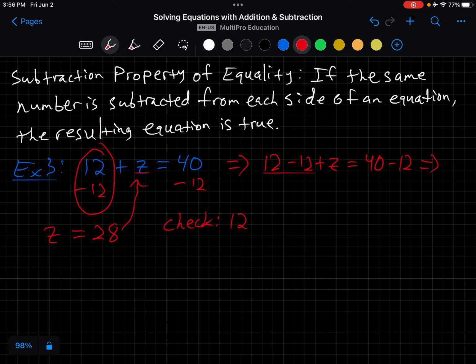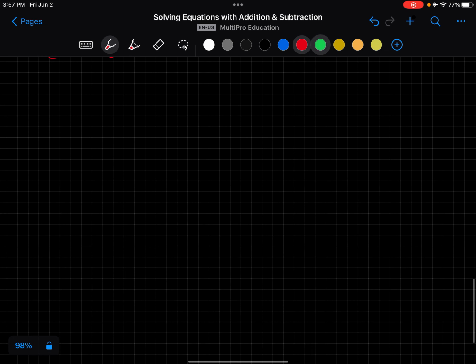So let's check by putting in 28 here for z. So 12 plus 28 is equal to 40. That's the equation we get, right? Because we plugged in z as 28. So that tells us that 12 plus 28, that's 40. That equals 40. Voila! Hey, there's voila again. We did it again. We solved it. We checked it. It all works out. Great job.